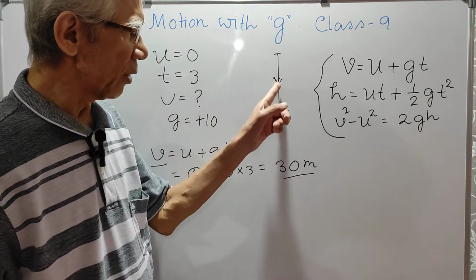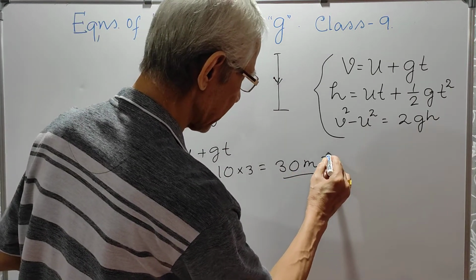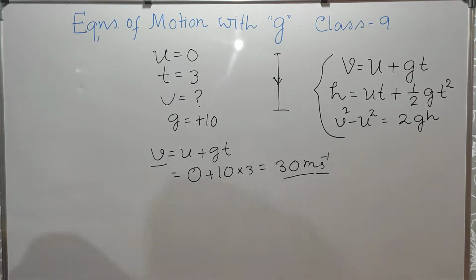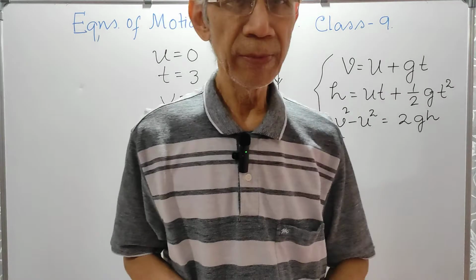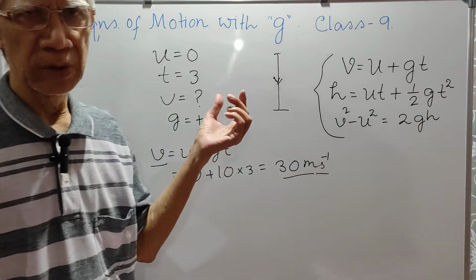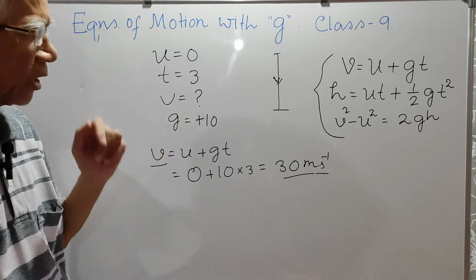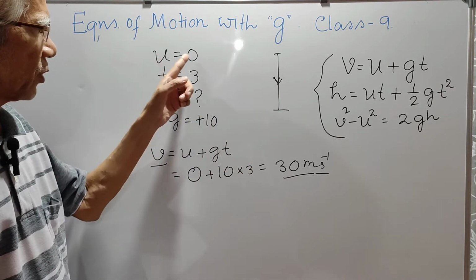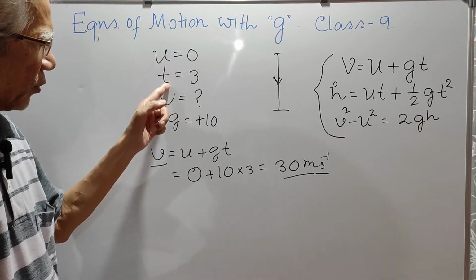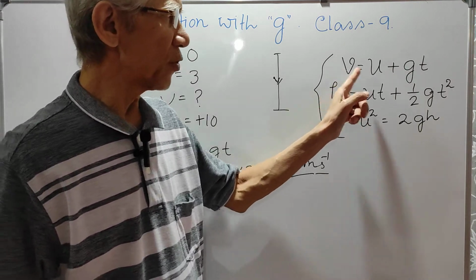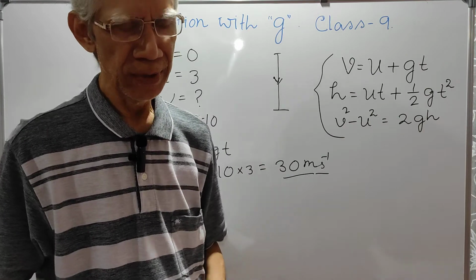So with what velocity does the body hit the ground? 30 meter per second. So this is the answer. Is it clear? So when you get any numerical problem in exam, first of all read the question carefully and note down what things are known and what is unknown. In this problem u is known, t is known, g is known. Only v is unknown. Now these four letters are present in this equation, so use that equation, simply put the value and calculate. That is the method.